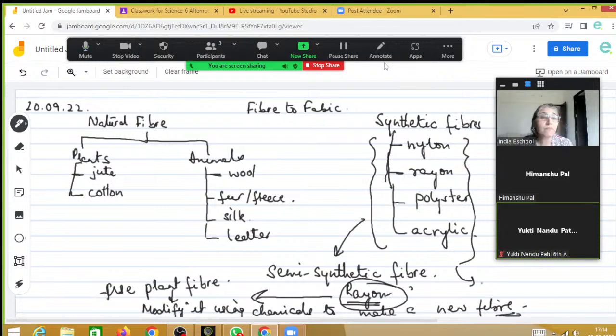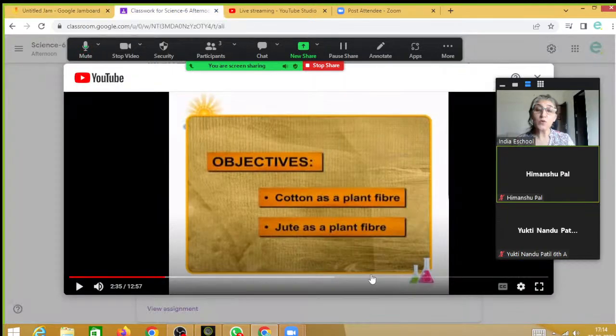Yes, ma'am. So today I'll show you a little more. When we talk about cotton as a plant fiber or jute as a plant fiber, how is the fiber obtained? The plant is just lying there, but how do we get that thread? How do we get the fiber? How do we convert it into yarn? And what are those processes called? We'll try to understand all those and note them down also.